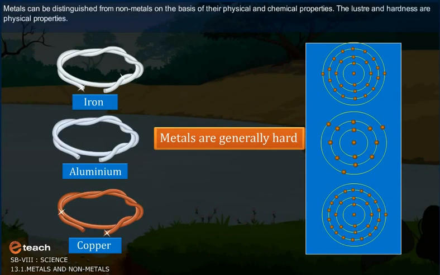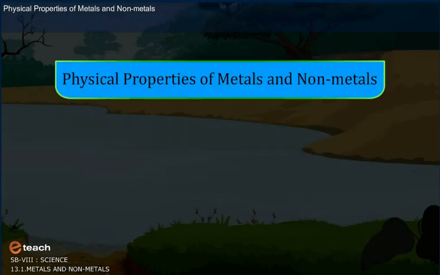Metals can be distinguished from non-metals on the basis of their physical and chemical properties. The luster and hardness are physical properties. Physical properties of metals and non-metals.